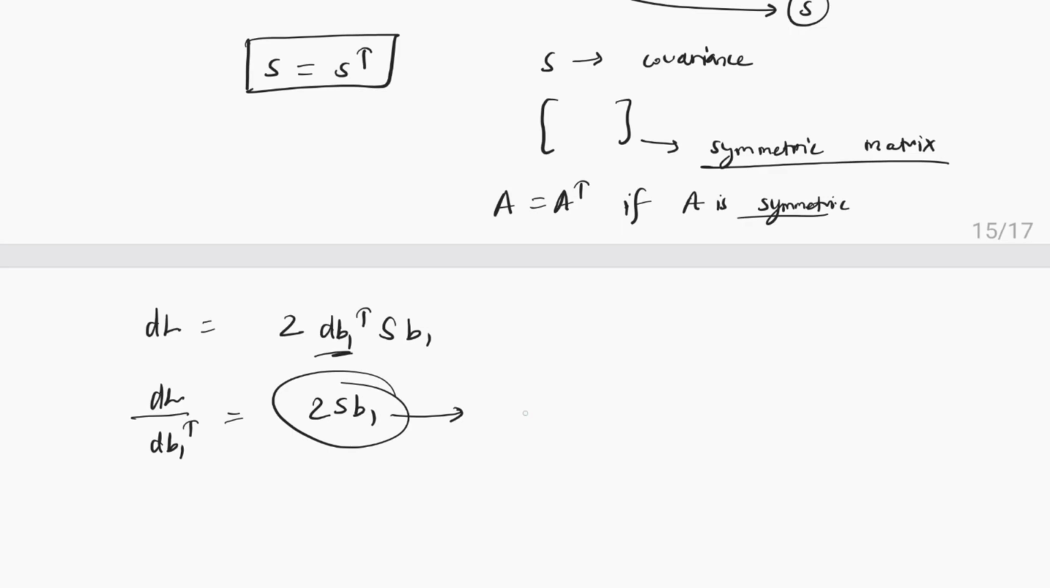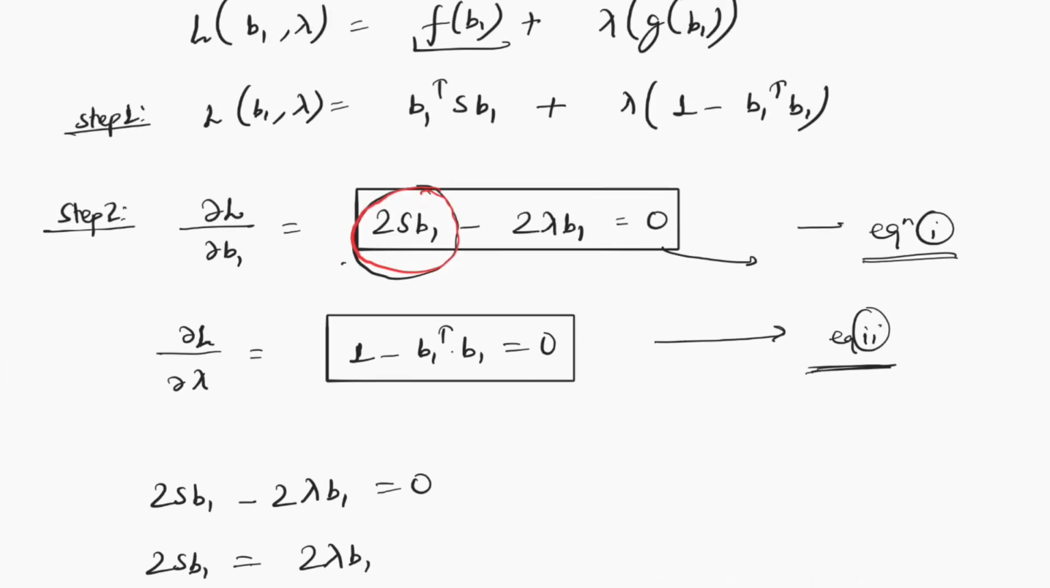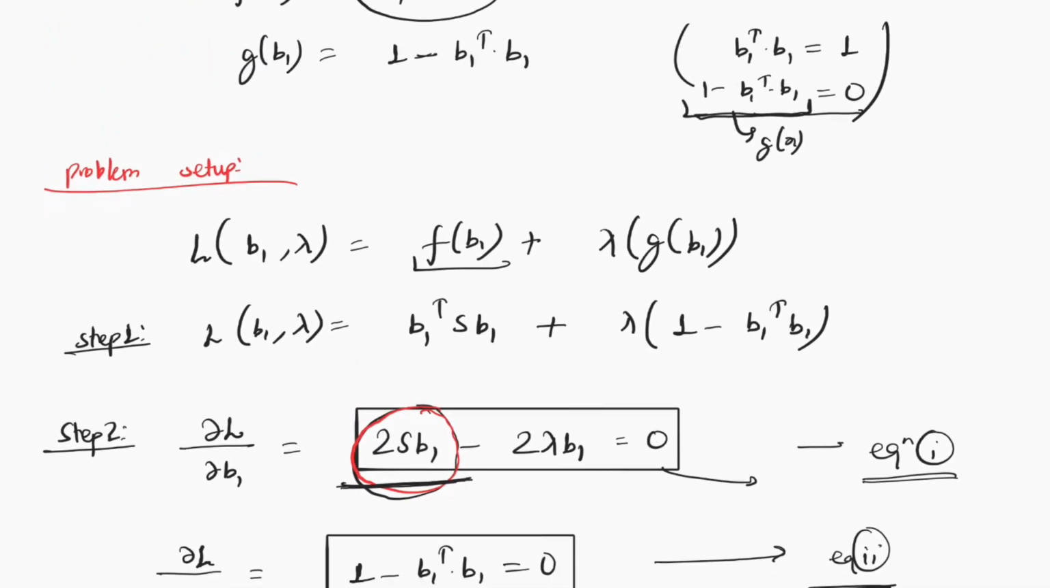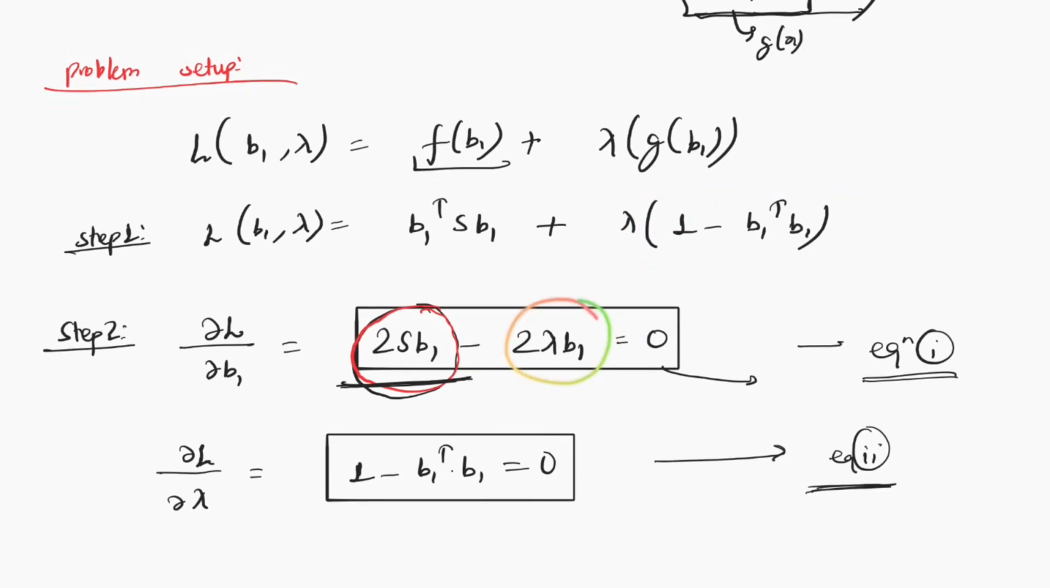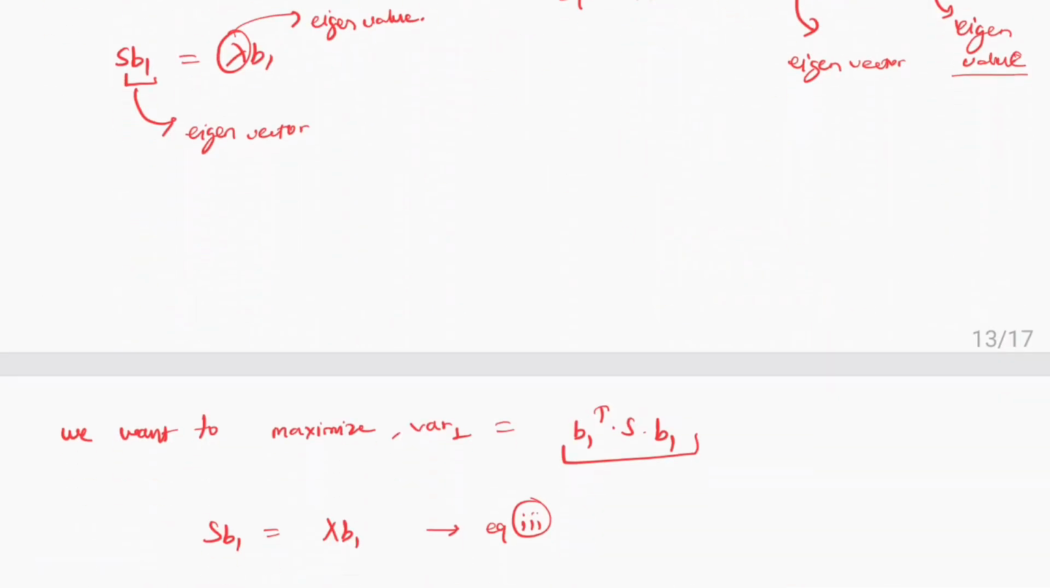So this is what we wanted to achieve, right? This is what we wanted to achieve. And similarly you can do it for this part as well, and you will find that you will get 2 lambda p. So that is it.